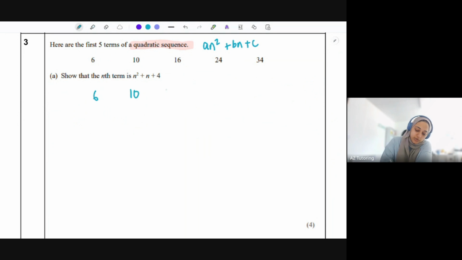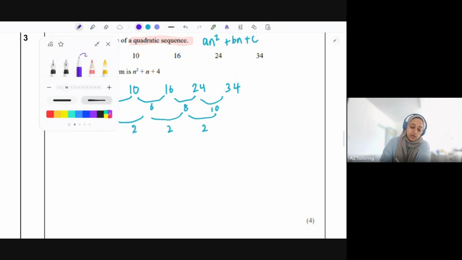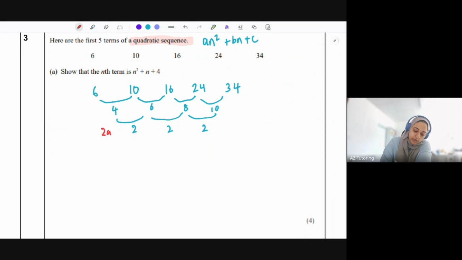Let's work out the differences between each of these and see what we get. So between 6 and 10 is 4, 10 and 16 is 6, 16 and 24 is 8, and 24 and 34 is 10. The second difference that we get should just be exactly the same. Between 4 and 6 is 2, 6 and 8 is 2, and 8 and 10 is 2. Like last time, let's put our equations that we put last time. So 2a equals this number, 3a plus b equals this number, and a plus b plus c equals this number. And we're just solving each of them.